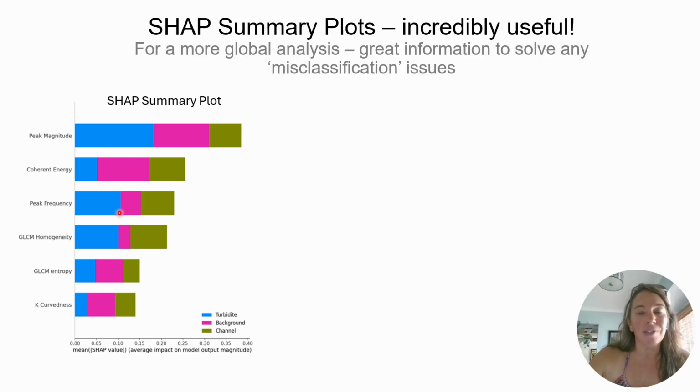If we go down here to find the next longest blue bar, we've got peak frequency and GLCM homogeneity. These two were the next most important, the second and third most important attributes for classifying the seismic facies as a turbidite. Coherent energy, the blue bar is small, so it wasn't quite as important.